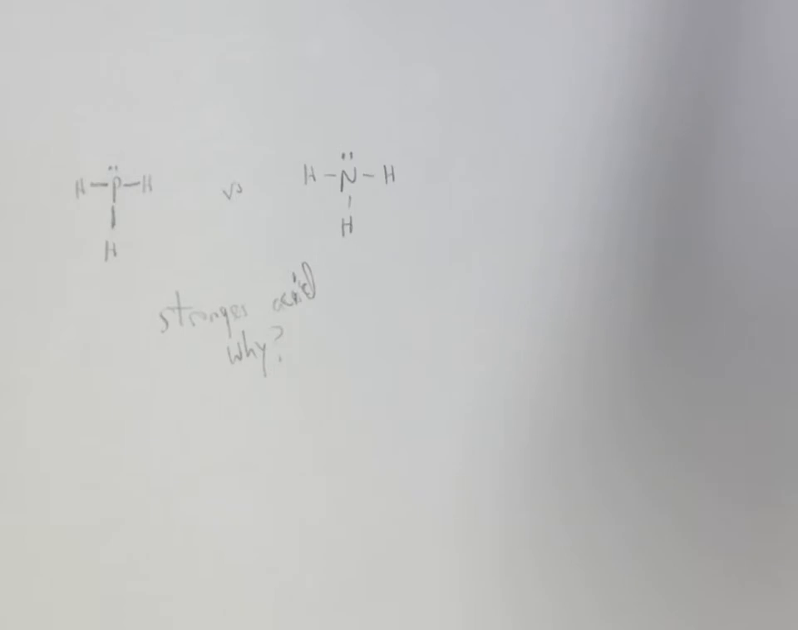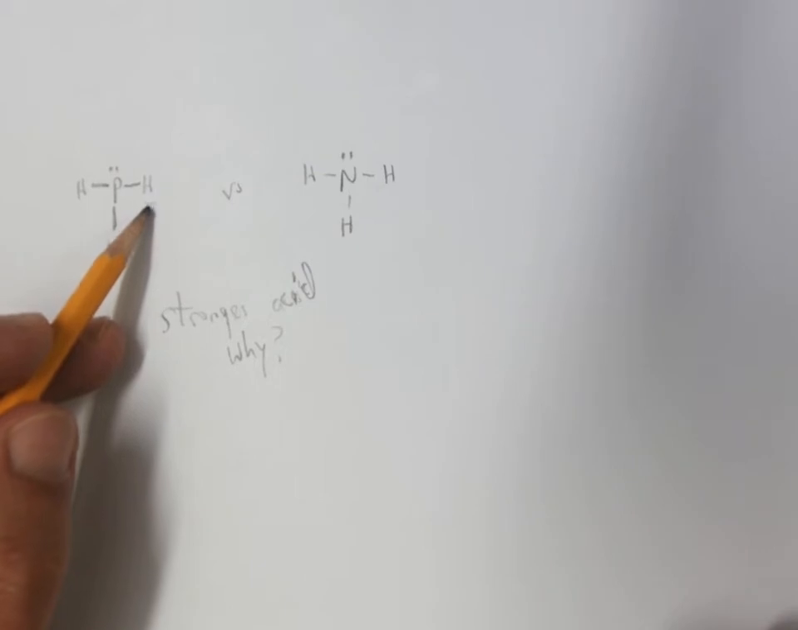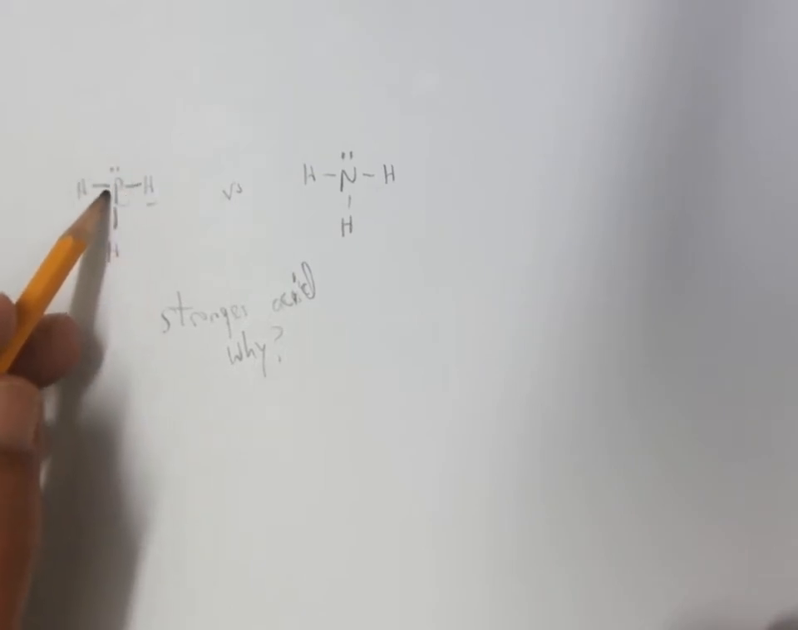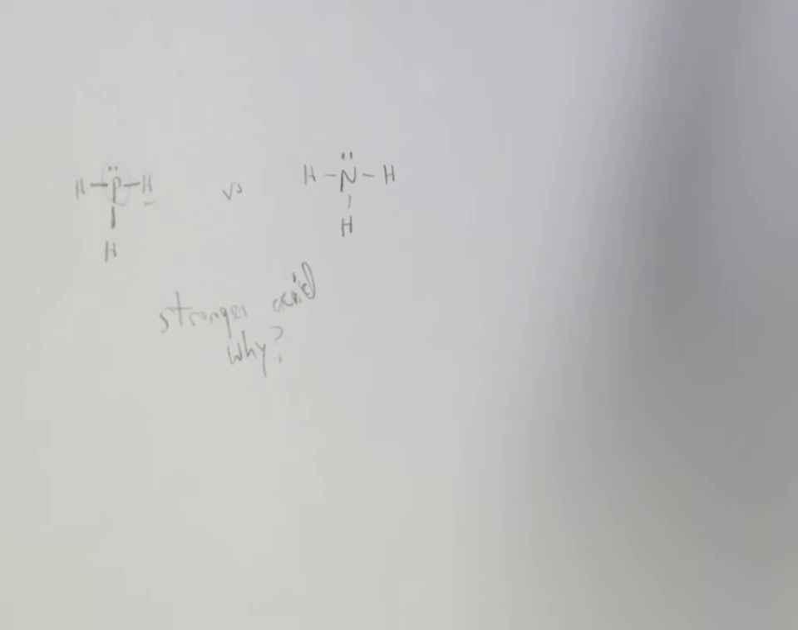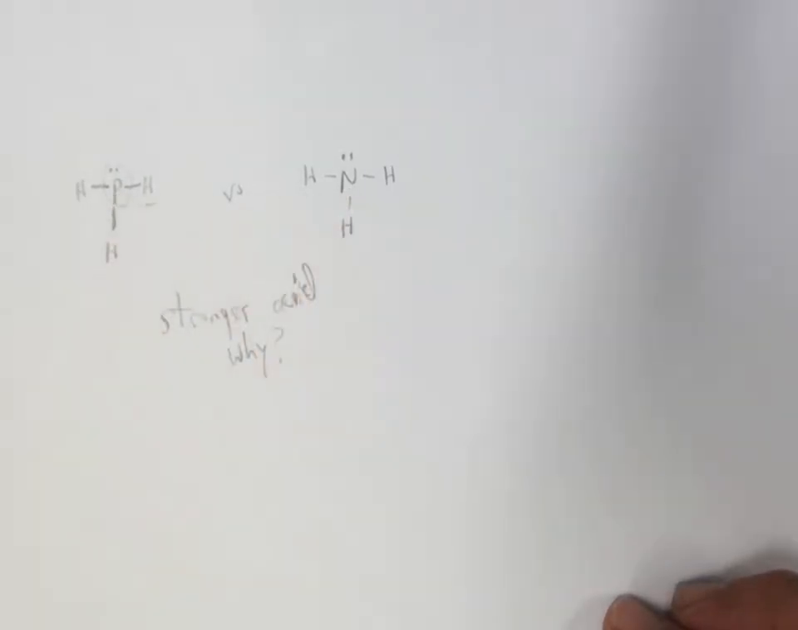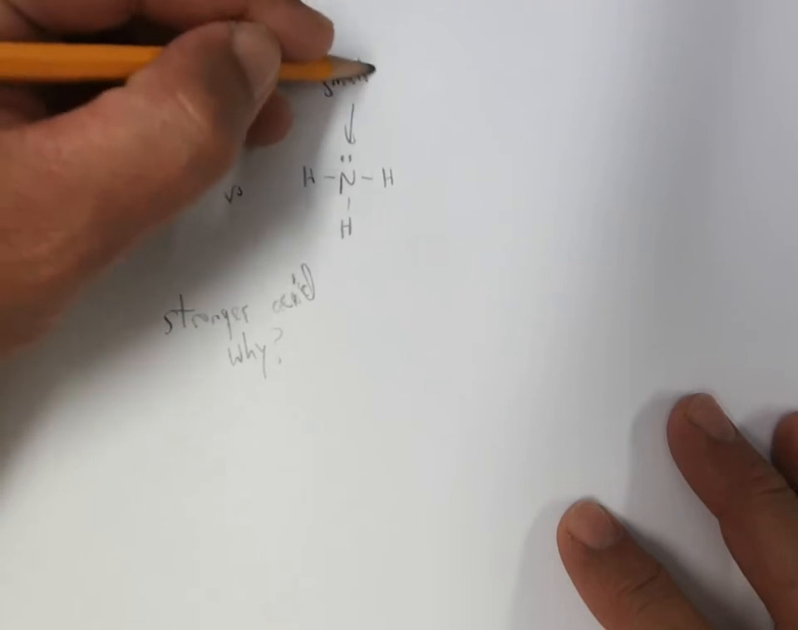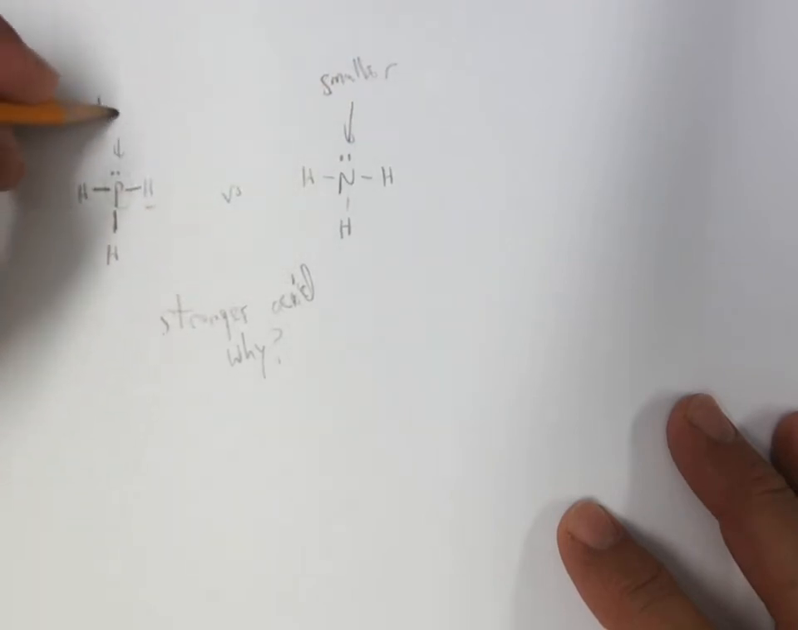And when we're looking at acidity, we're looking at, is the hydrogen going to leave as an H+, and the characteristics of the atom it's directly attached to are really important. So the size, the electronegativity, and the hybridization of the atom directly attached to hydrogen are all important. So when I look at these, I see nitrogen and phosphorus are in the same group in the periodic table. So nitrogen is going to be the smaller atom, and phosphorus is going to be the larger atom.